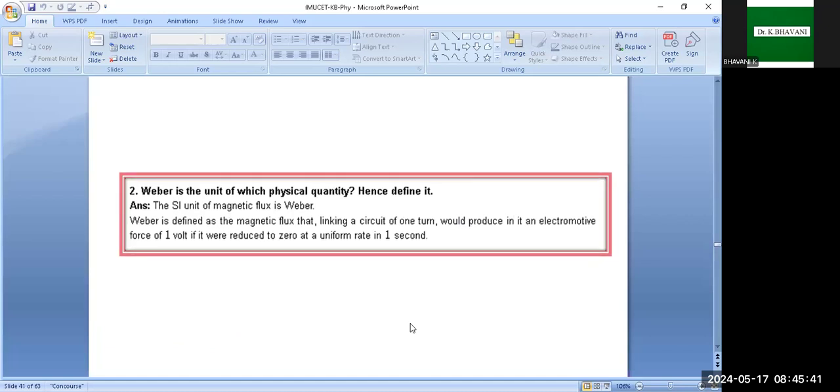And next, what is meant by Weber? Weber is the SI unit of magnetic flux. When linked with a circuit of one turn, it would produce an electromotive force of 1 volt if it were reduced to 0 at a uniform rate in 1 second. This is called the Weber.